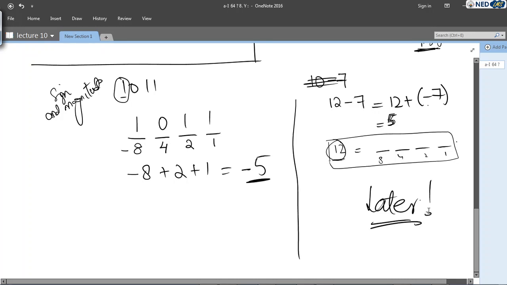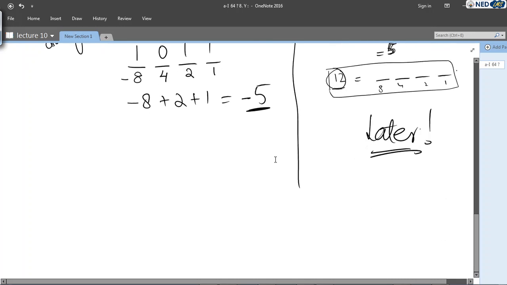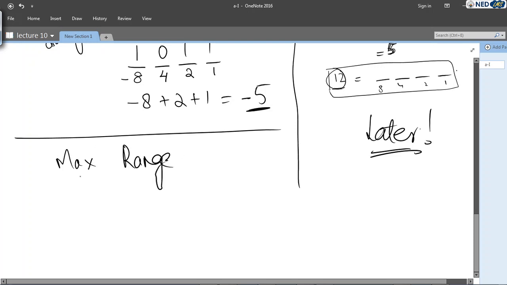Let's discuss the maximum range first, because this 12 actually needs 5 bits. I'm going to discuss why. If you have a 4-bit 2's complement representation, this bit is a sign magnitude bit. That means if this bit is 1, we are talking about a negative number, and if this bit is 0, we are talking about a positive number.